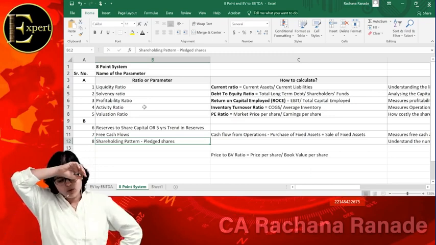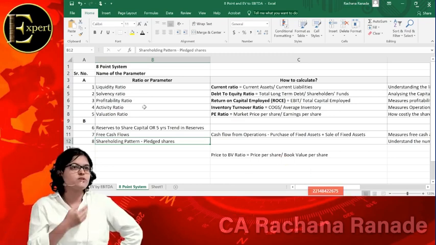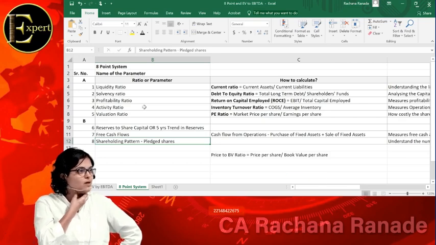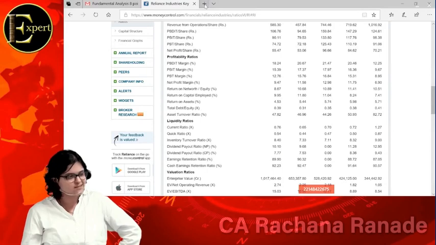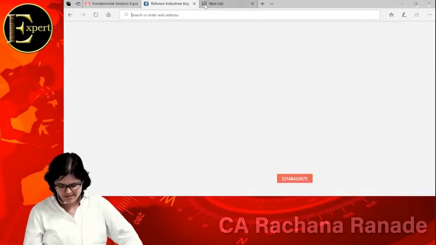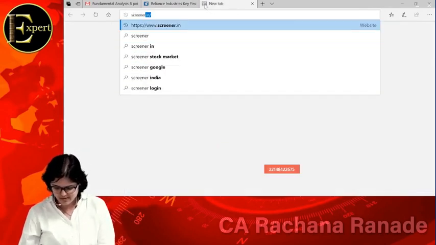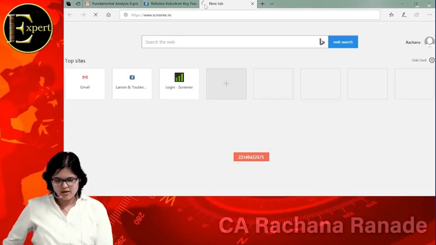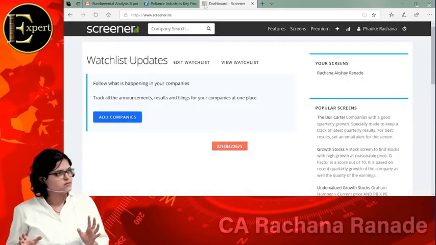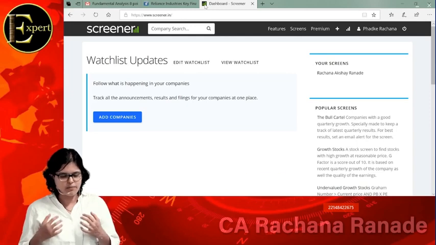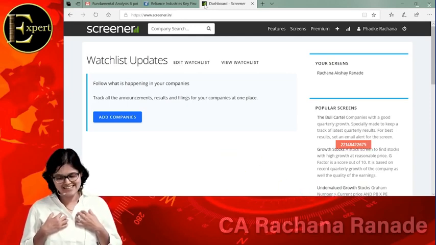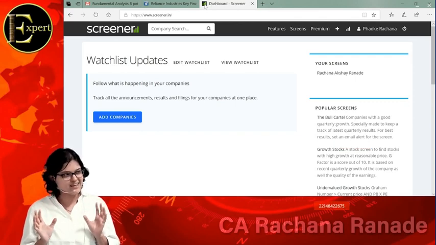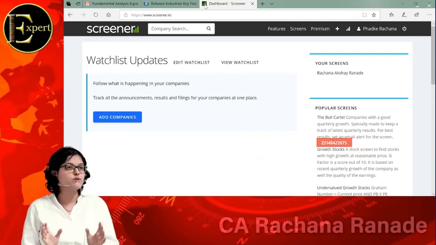Now you'll say, madam, doing all these things itself will consume so much time. But that is why we have these magical websites. screener.in. Okay, very important. It's a free website. If you're learning anything from me, then you can believe that ideally this should be free. At least basic screens will be free.